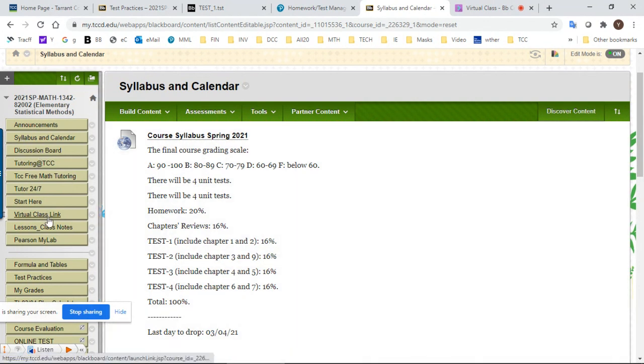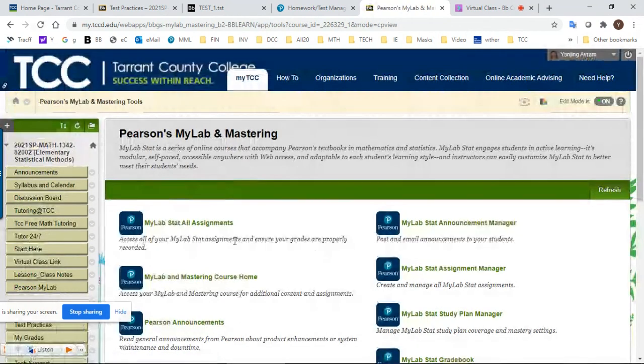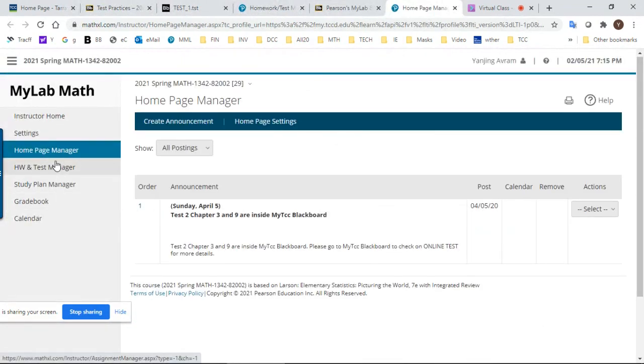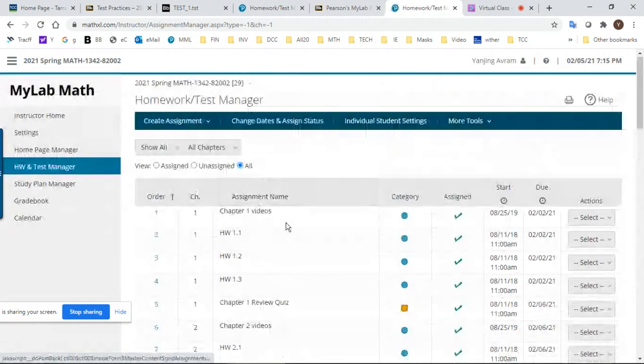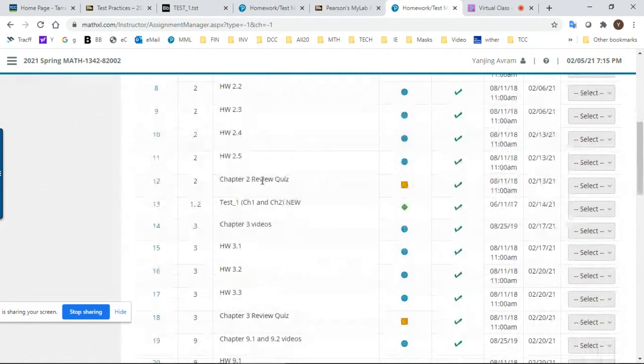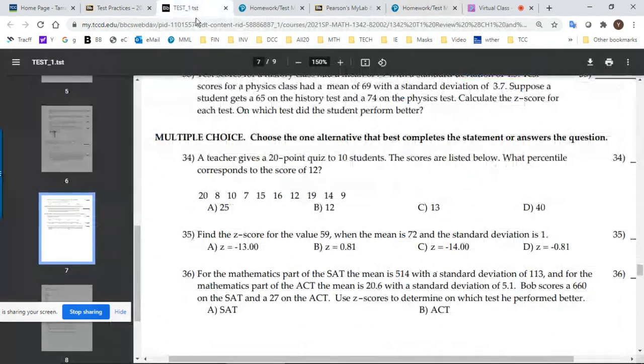Look at this one right here. If you go to Pearson MyLab, you have this chapter review. Look at that. This is a chapter review quiz, and each chapter review quiz is 2%. And then you have a chapter review, and then you have a test. Okay. Thank you.